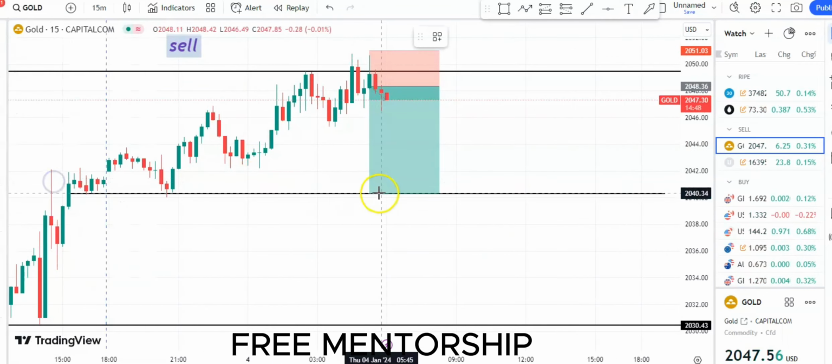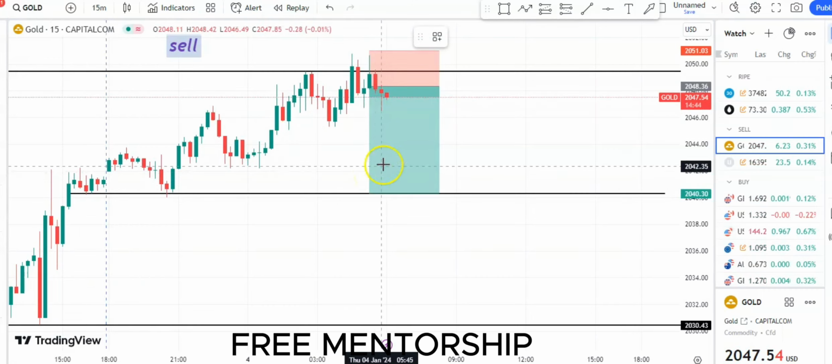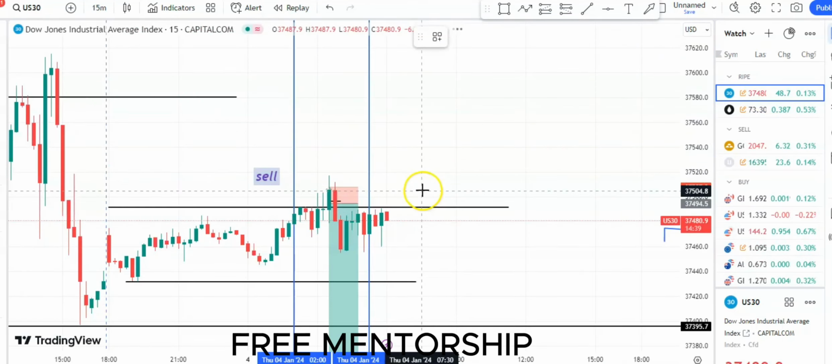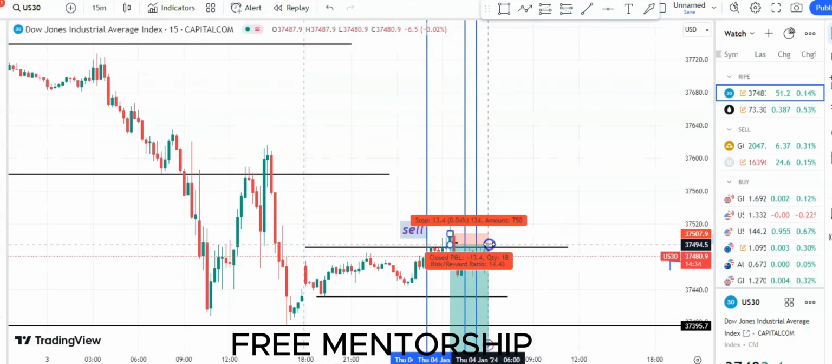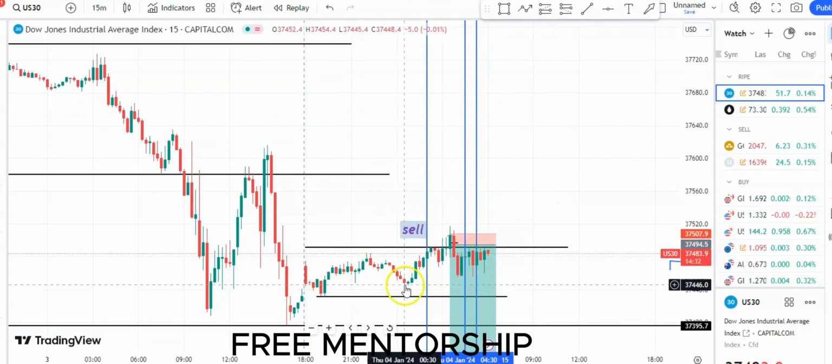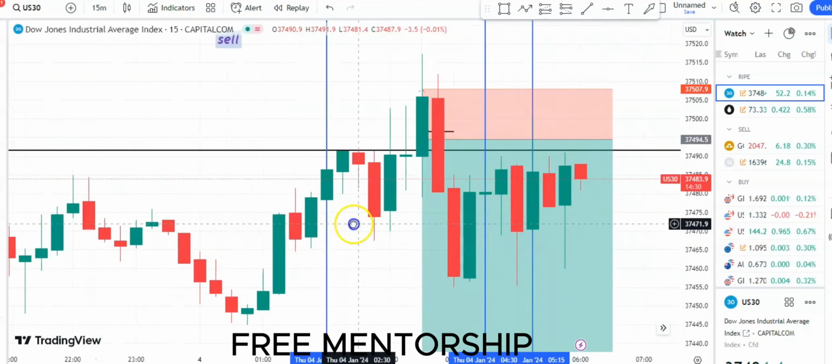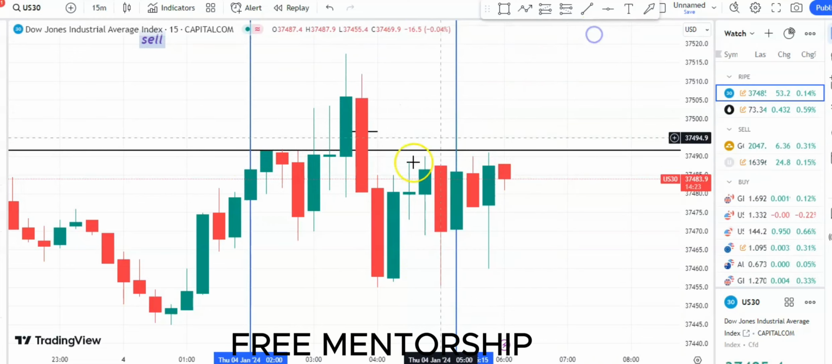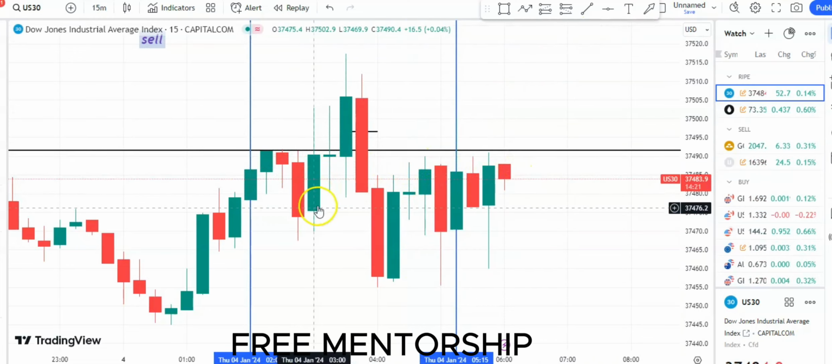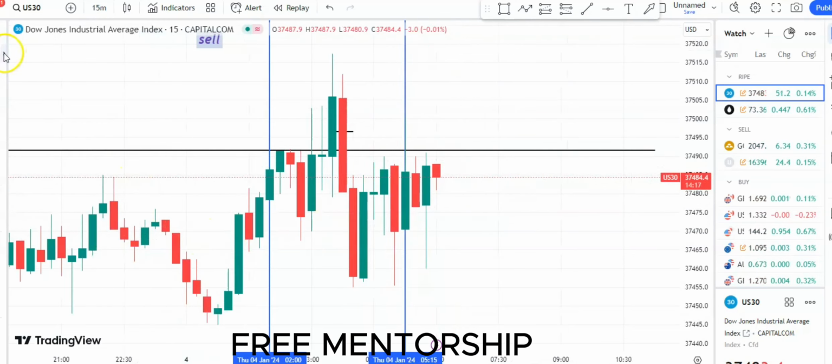Now, this was a trade in the London session, and I did not take this trade actually. I took a trade on US 30, and it's the same thing. We have the pump, but we are interested in the timing window between 2 a.m. and 5 a.m. So this is the trading window in the London session. Now, what do we have? We have a pump.